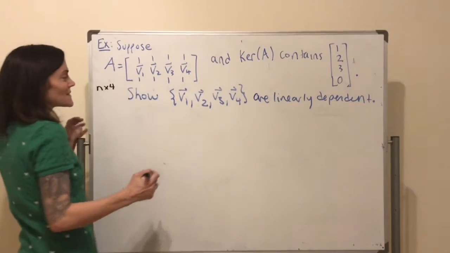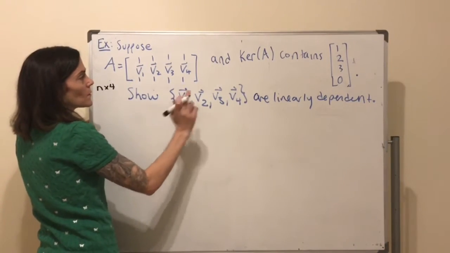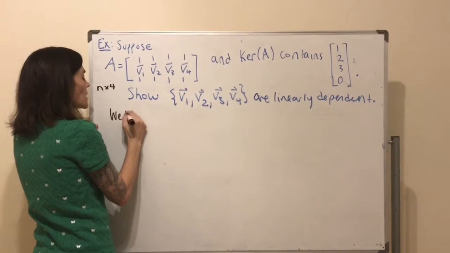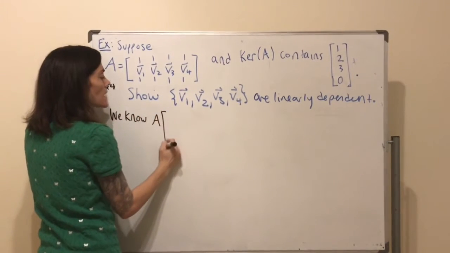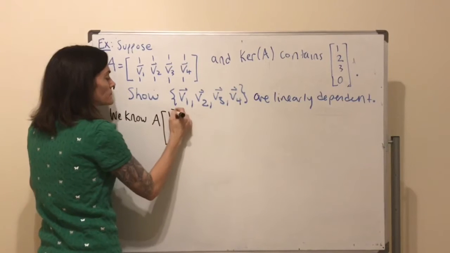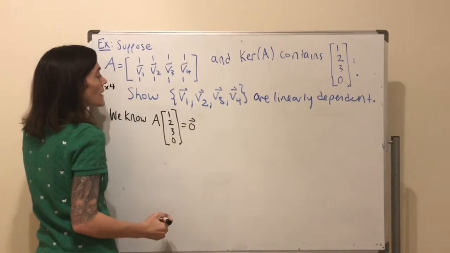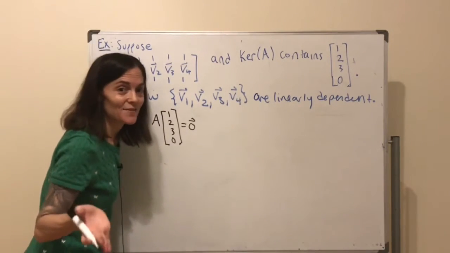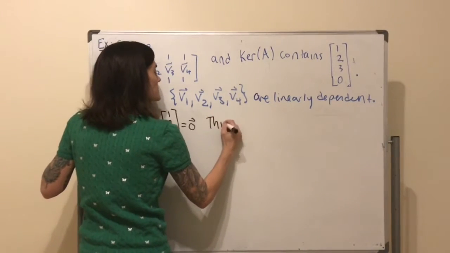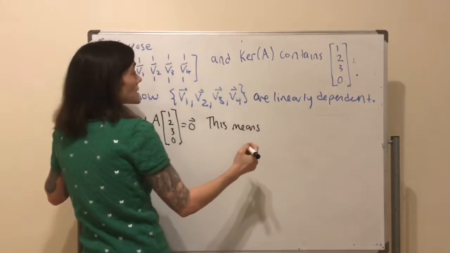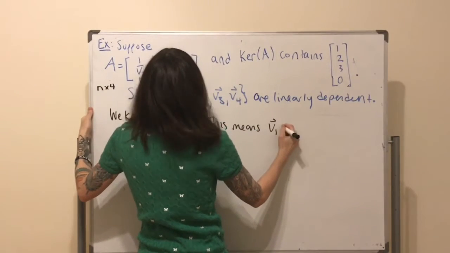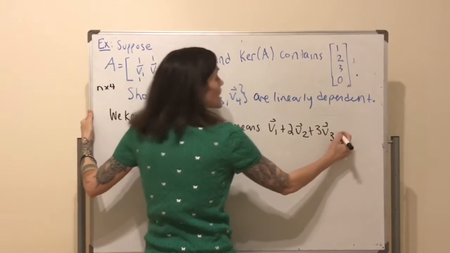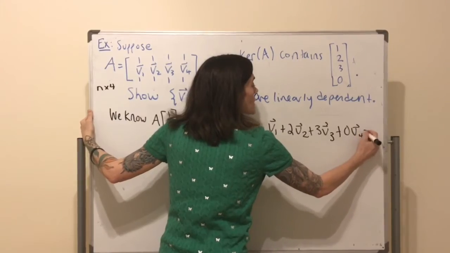Okay, so how are we going to do this? Well, let's go back and think about what it means to be in the kernel. We know A times this vector is 0. And how do we multiply a matrix times a vector? Well, a linear combination of columns. So this means that v1 plus 2v2 plus 3v3, plus 0v4 is 0.